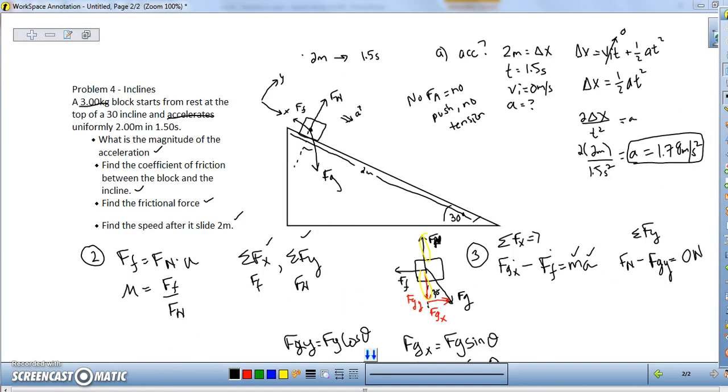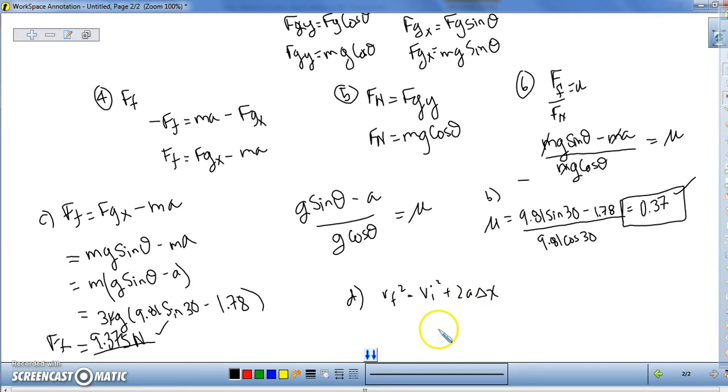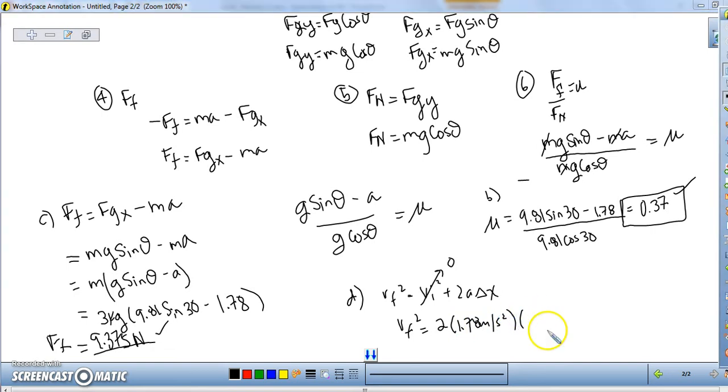Actually, I might be able to solve, why not, find its speed after the 2-meter slide. This is more kinematics. So technically, for part D, I would just use this equation, because we are treating the incline as one direction. In fact, this is nice and easy because that goes away. So we have final speed squared is equal to 2 times the acceleration, which we calculated in part A, times the change in x, which is 2 meters.